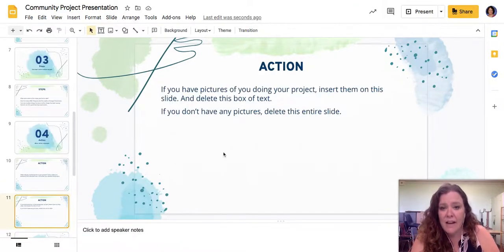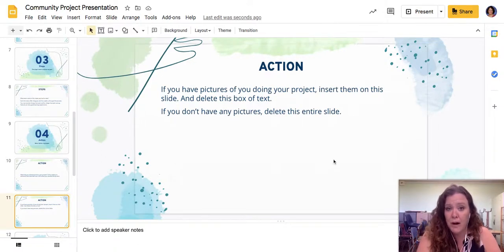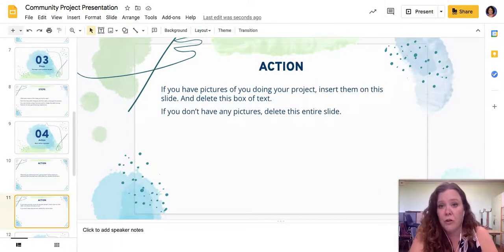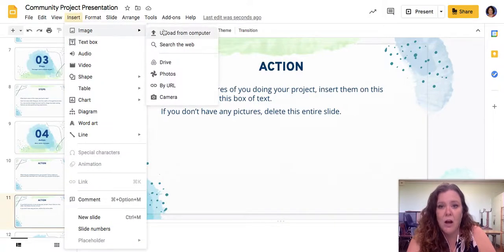There's a second slide for action for pictures. If you have any pictures of you doing your project, or you made a poster, or you made something, like maybe you made a video, you can insert that into this slide here. And if you don't have any of that, you can always delete this slide. So let's say I have a picture, I can come up and say insert image, upload from my computer, and I can put it right into this slide.